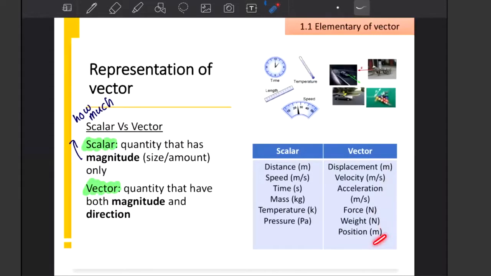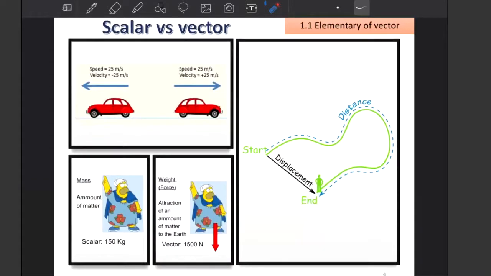Position. Look at the first figure here. Speed and velocity. Speed is scalar. Meanwhile, velocity is vector because velocity has direction. We can have negative velocity here. This is the positive velocity.